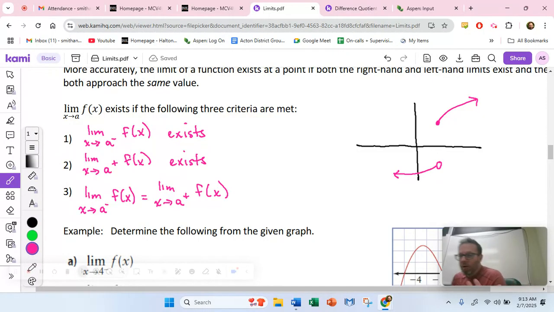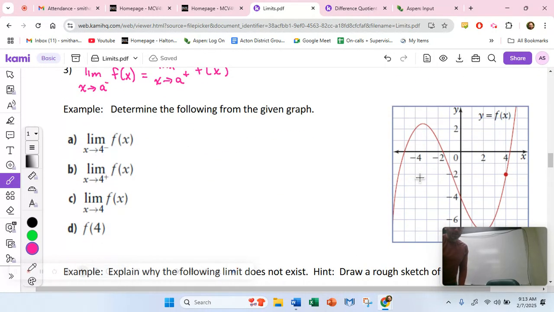And for any continuous function, like a polynomial function, you're never going to run into this issue. The limit will always exist. And just to illustrate that, I've graphed here. I didn't graph it. I stole this graph from the textbook.